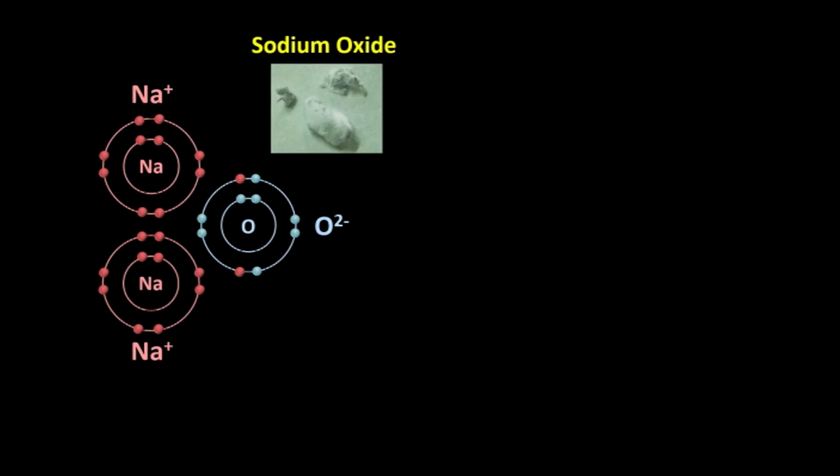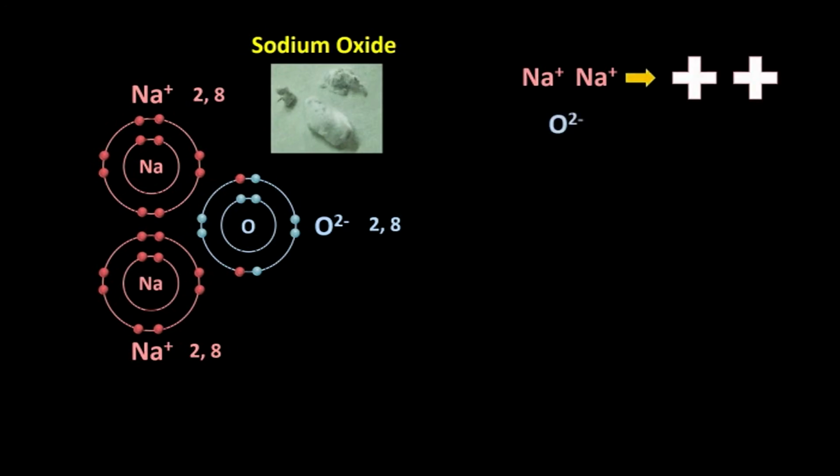This arrangement is stable because all the ions have 8 electrons in their outer shells, and the total amount of positive charge is equal to the total amount of negative charge. 2 Na+ makes 2 pluses, and 1 O2- makes 2 minuses. The formula for sodium oxide is therefore Na2O.